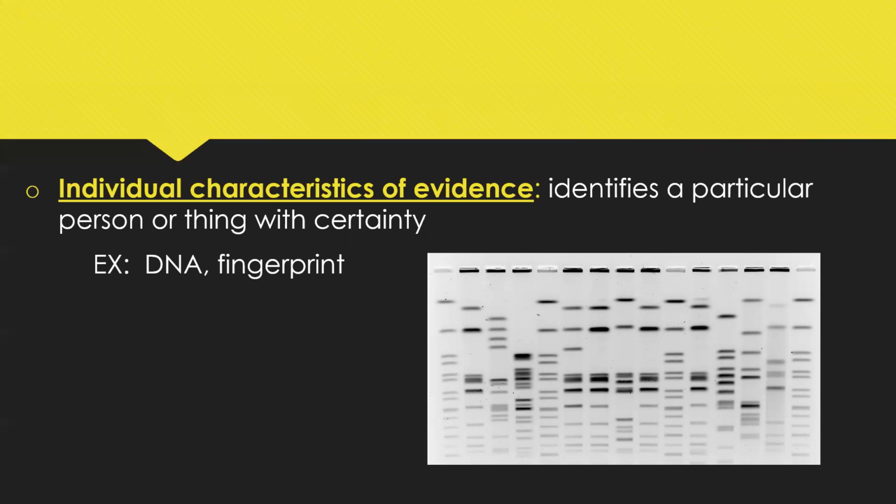So DNA is a great indicator. If you have fingerprints, that's even better, because no two people have the same fingerprint, even twins. So once again, class characteristic of evidence has a broader spectrum of examples. Individual characteristics is pretty much just DNA or fingerprinting.